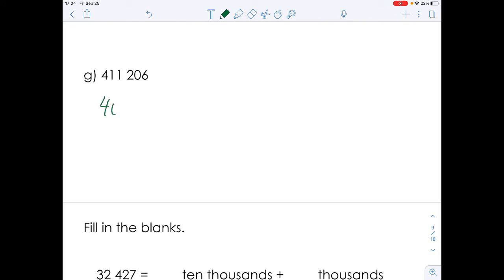This is 411,206, so it would be 400,000. Notice how here we have 5 zeros, and after the 4 here we have 5 places on our place value chart. Then the first one is a 10,000, because after the 1 there are 1, 2, 3, 4 spaces, so we have 4 zeros. The next one is 1,000, so 1 with 3 zeros, plus 200, plus 6.